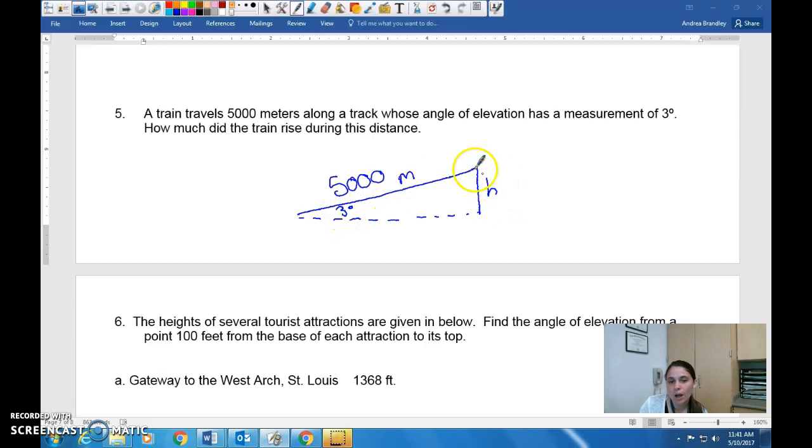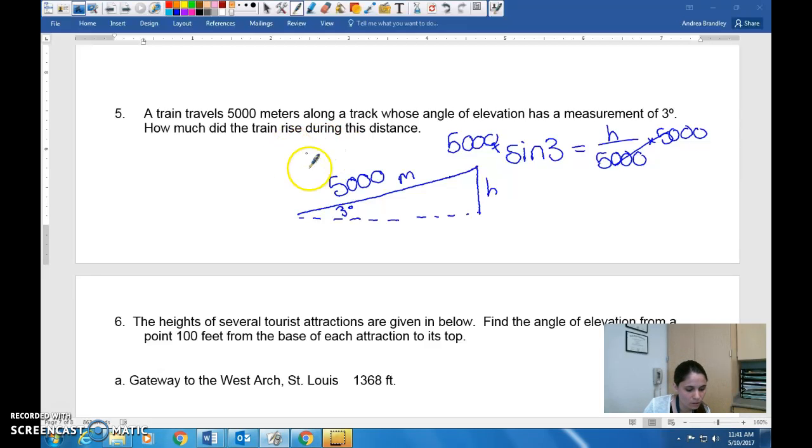So I'm looking for the opposite. I have the hypotenuse, which is sine. So the sine of 3 degrees equals the opposite, which is h, over the hypotenuse, which is 5,000. So I'm going to go ahead and multiply by 5,000 on both sides. And my height is equal to 5,000 times the sine of 3, which comes out to be about 261.7 feet is how high that train rises.